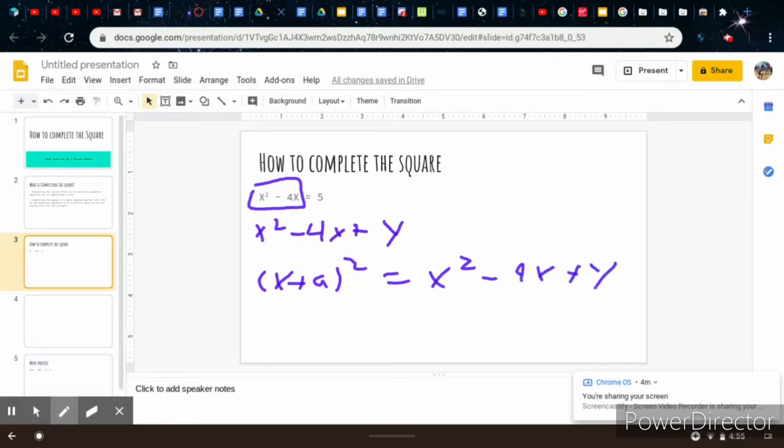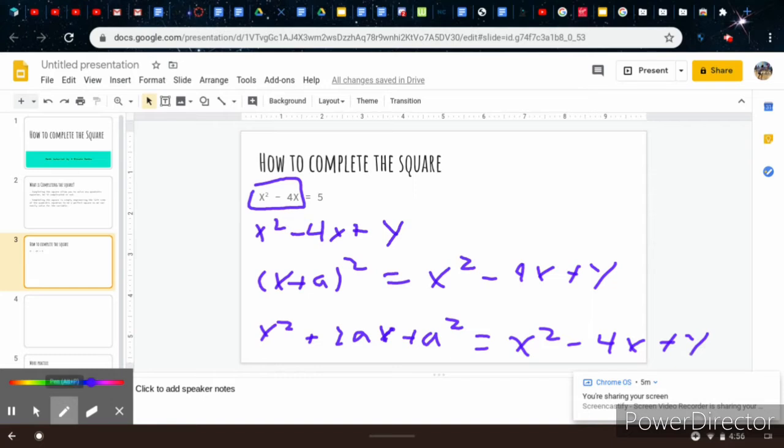If we multiply x plus a squared out, we'll have x squared plus 2ax plus a squared. And that equals x squared minus 4x plus y. So y is just our unknown constant we want to add. You can first do some canceling over here. Since there is x squared on both sides, we can just cancel x squared from both sides of the equation.